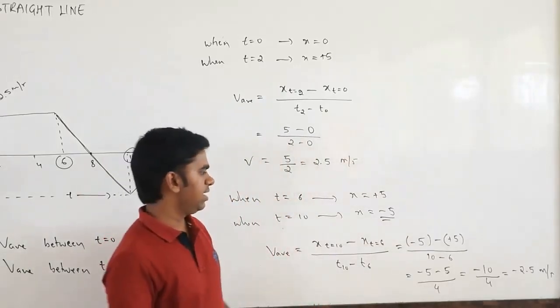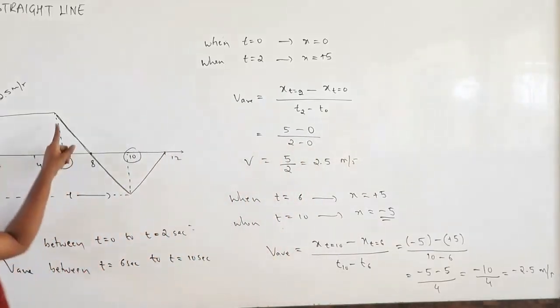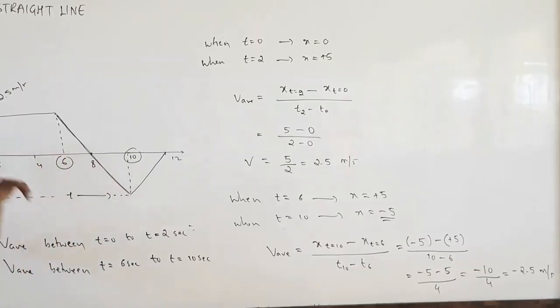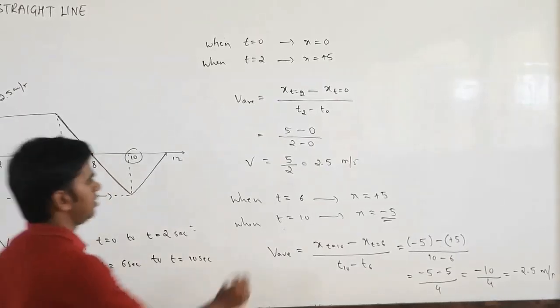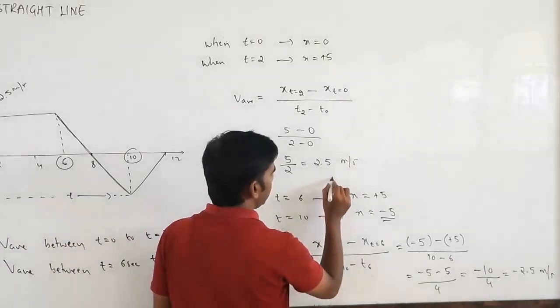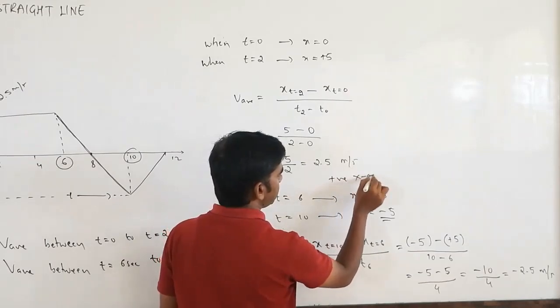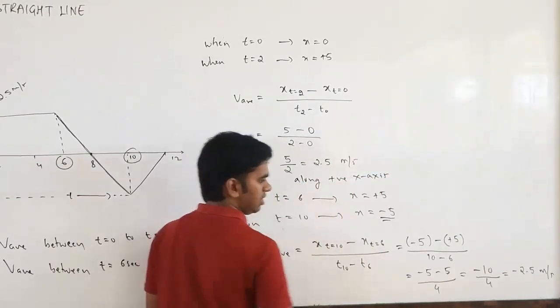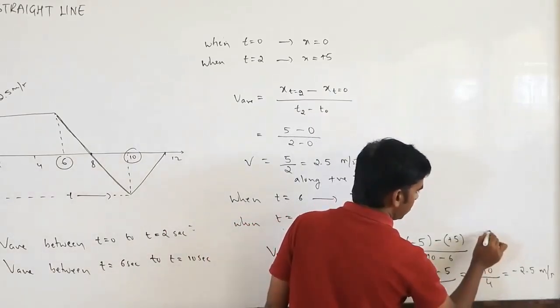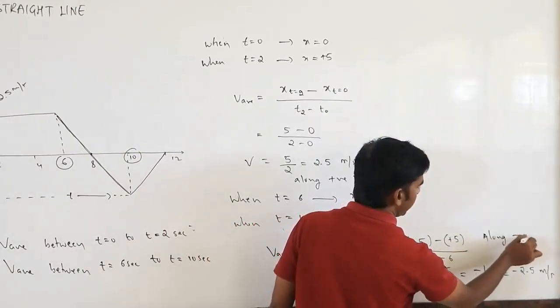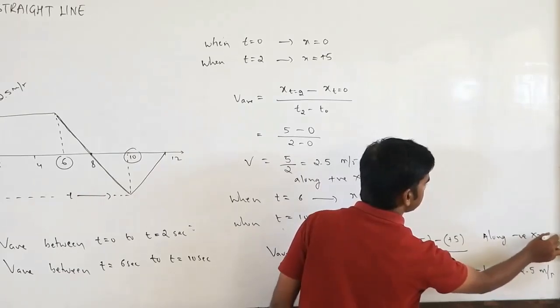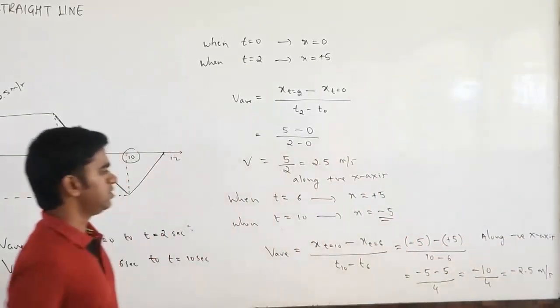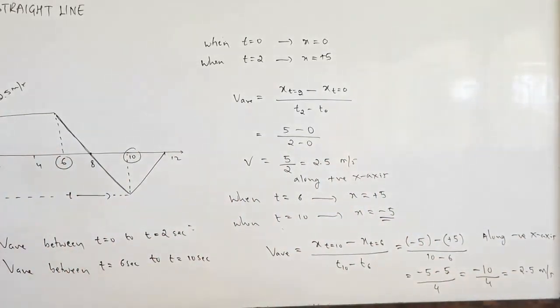Why are we getting a negative sign? Because from here it started moving in the opposite direction. Here it was moving along the positive x-axis. Here it is moving along the negative x-axis. Okay. So this is how you can calculate it from the graph.